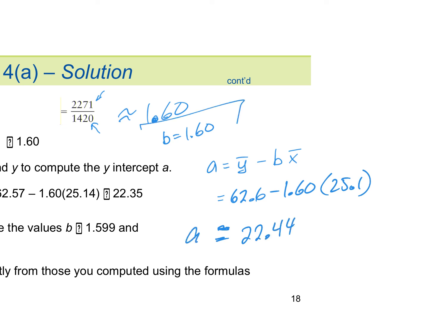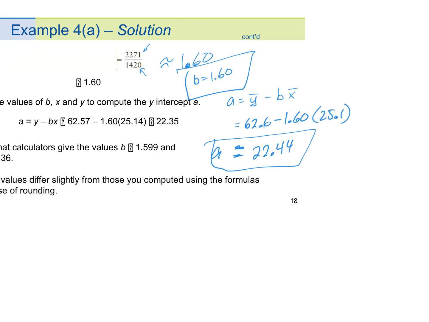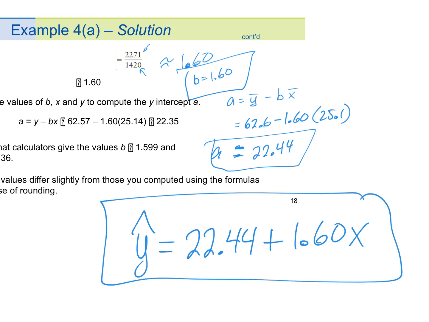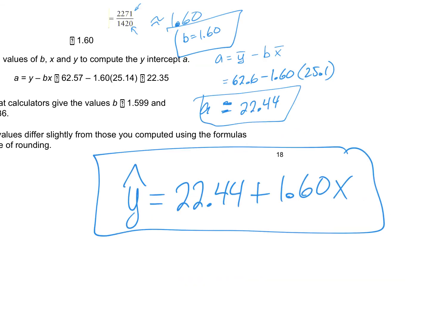So, with this piece of information and this piece of information, this, ladies and gentlemen, is your exact least squares line equation. It is y hat is equal to 22.44 plus 1.60x. That is the least squares equation for the problem that deal with caribou and wolves. Okay, so here's our equation.